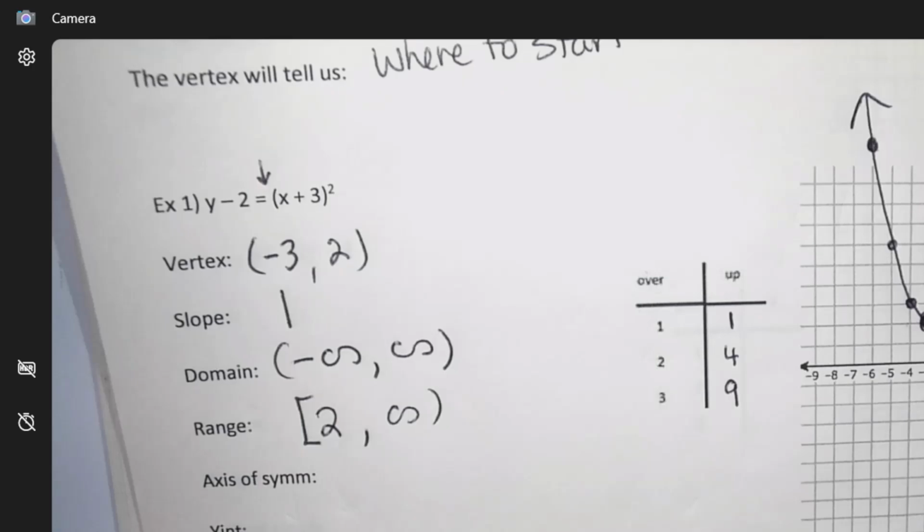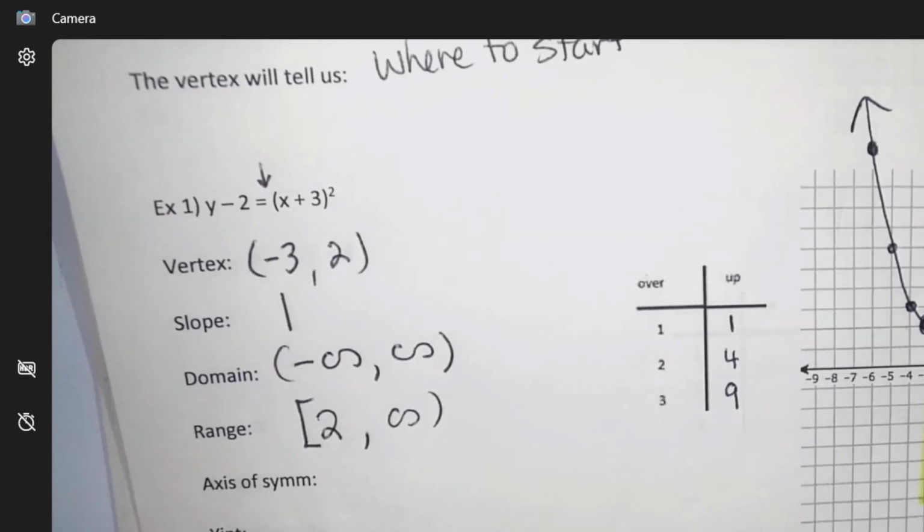Okay, the axis of symmetry is the cutting line, and I would cut it right exactly there. Okay, so that is a line. To graph a line, you need to make an equation. So we're going to make an equation because that's a line.